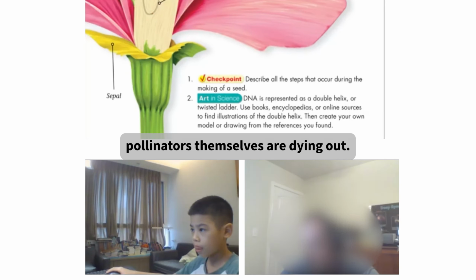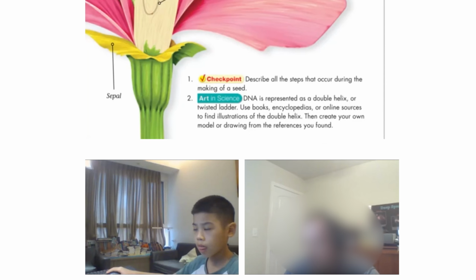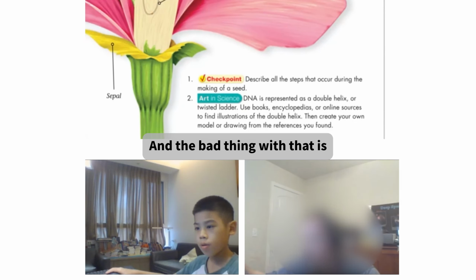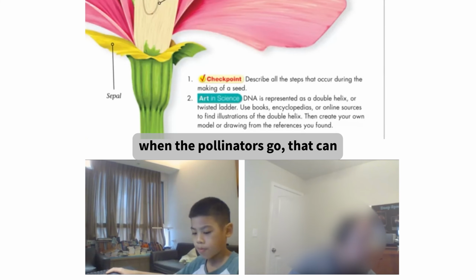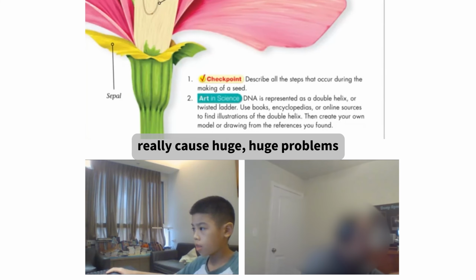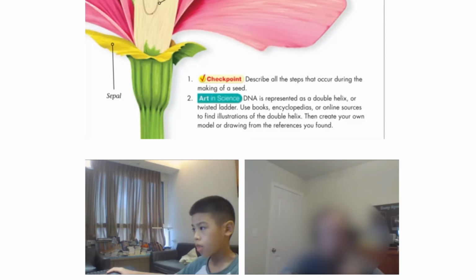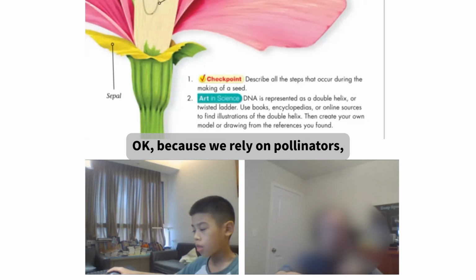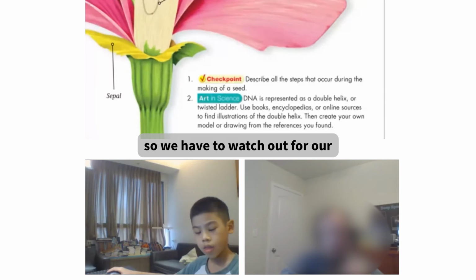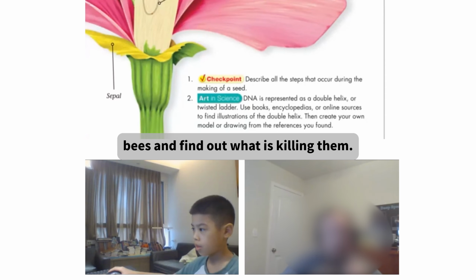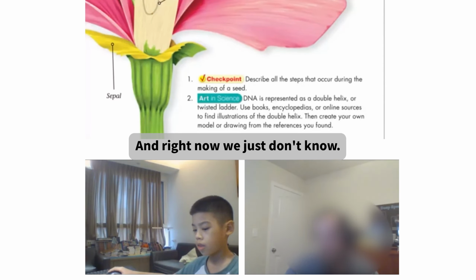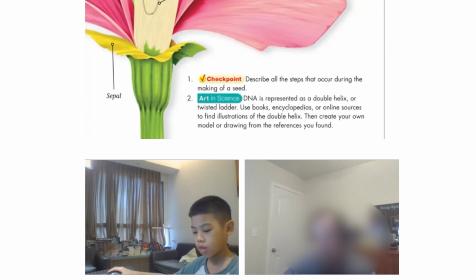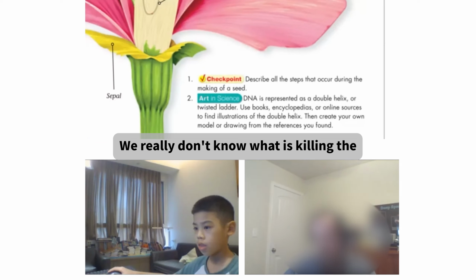But pollinators themselves are dying out. And the bad thing with that is when the pollinators go, that can really cause huge problems to our food supply. Okay, because we rely on pollinators. So we have to watch out for our bees and find out what is killing them. And right now, we just don't know. We really don't know what is killing the bees.